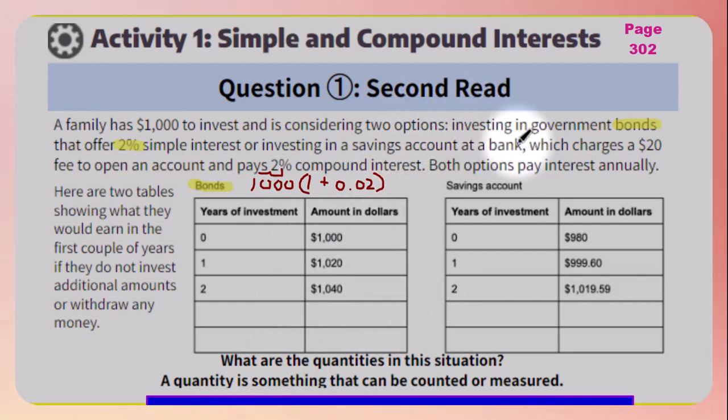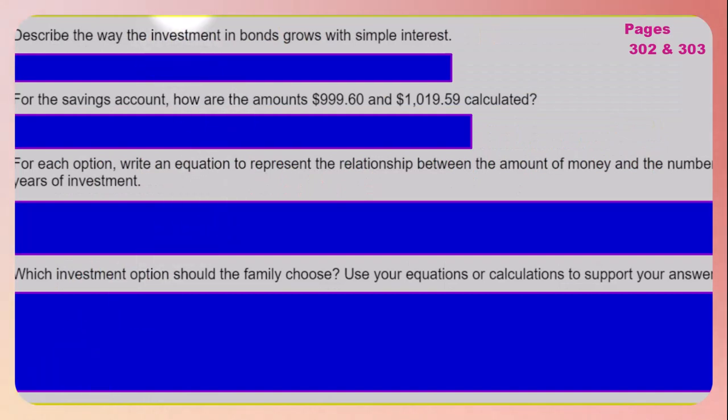Highlight anything else. For that second one, we've got a $20 fee. Look at the quantities. Keep going. I'm not going to give you everything. All right, now describe the way the investment in bonds grows with simple interest. Try to answer this on your own after you've highlighted the question, looking at the graph.